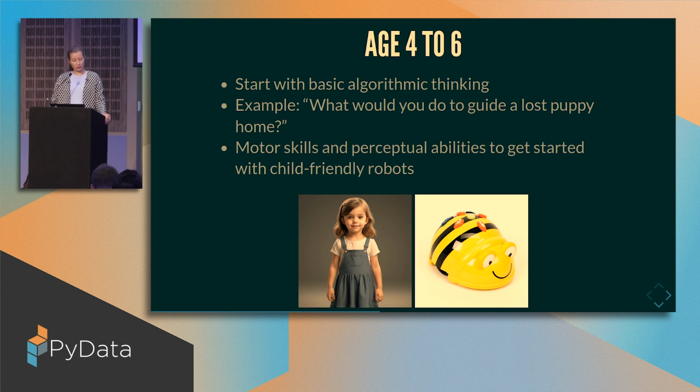Further, by the age of about 4, a child is likely to have the motor skills and also the perceptual abilities to begin to interact with simple toys that introduce the very basics of coding. And these child-friendly robots are a good way to get started. Here on the right side, you see the B-bot, which we will also look into a bit more in the next section.